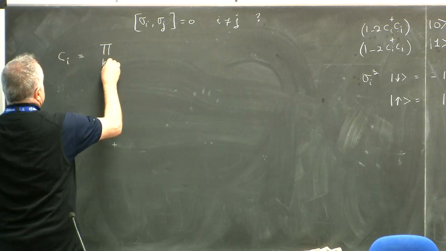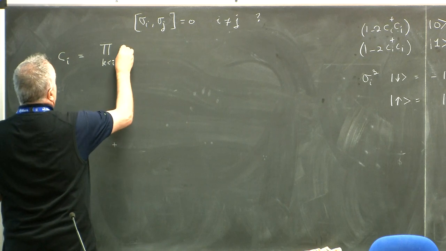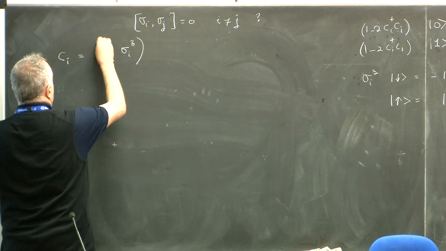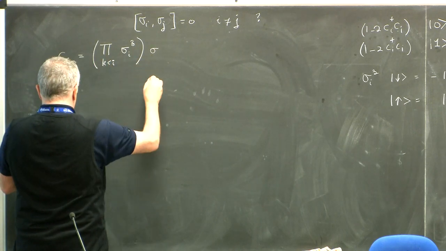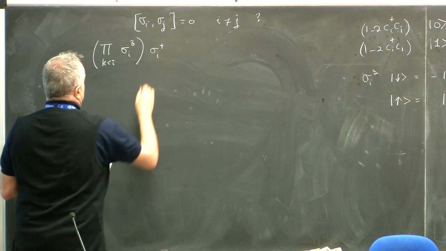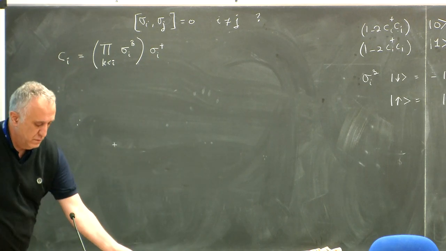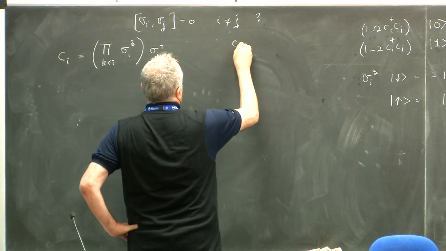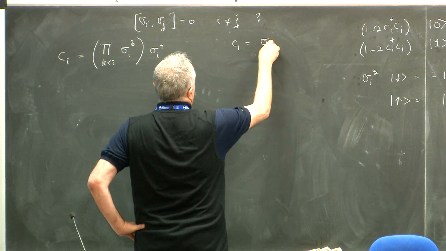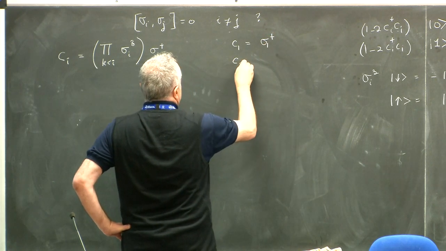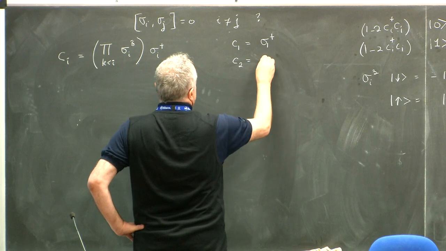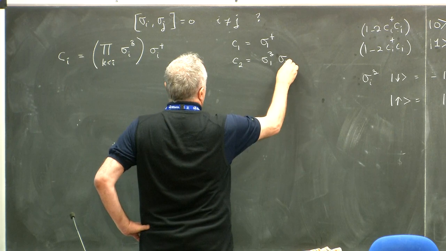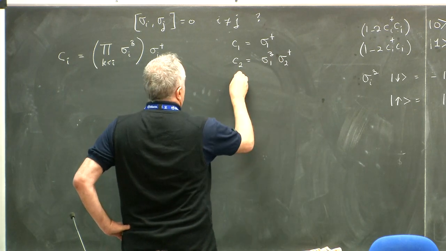the product over k smaller than i of sigma_k z, times sigma_i plus. So for example, C_1 will be sigma_1 plus, C_2 will be sigma_1 z sigma_2 plus, and so on.